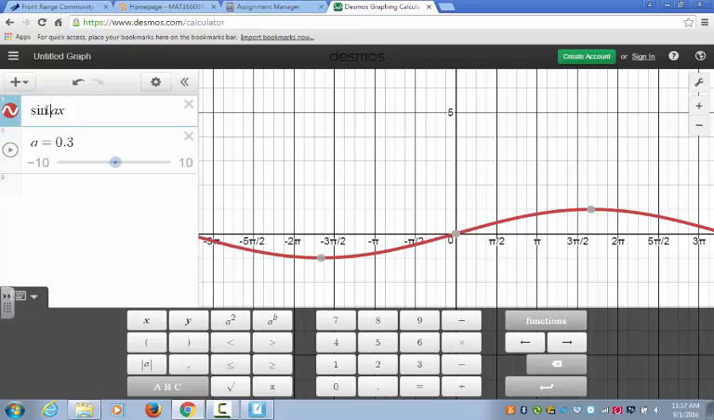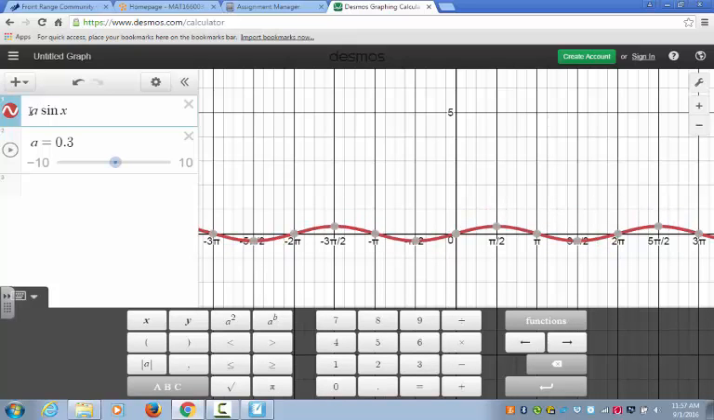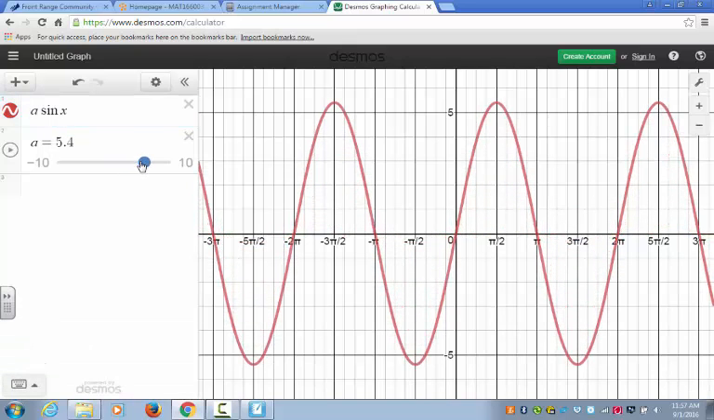And let's take a look at moving that coefficient to the outside. So on the inside, it affects the period. On the outside, it's going to affect what we call the amplitude. The amplitude is going to be the distance from, I'm going to call this line right here the center line for the graph. And the amplitude is going to be the maximum distance that we are from the center line of the graph. So the amplitude in this case is going to be 5.4 because the max point is 5.4 above the center and the low point is 5.4 below. So that's going to be the amplitude.